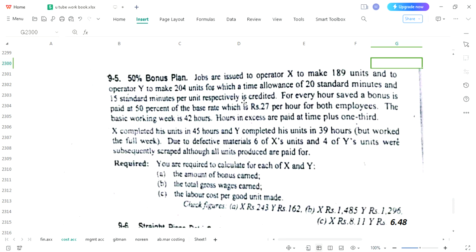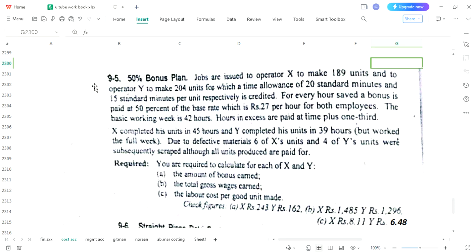Today's target is to solve question number 9.5. The chapter we are dealing with is labor costing. Here we calculate wages for manufacturing workers. As you know, under cost accounting and management accounting, we are not concerned with salaries, we are concerned with wages, and wages are the amount paid to the manufacturing workers. So workers will manufacture some number of units and we are going to pay them their wages.